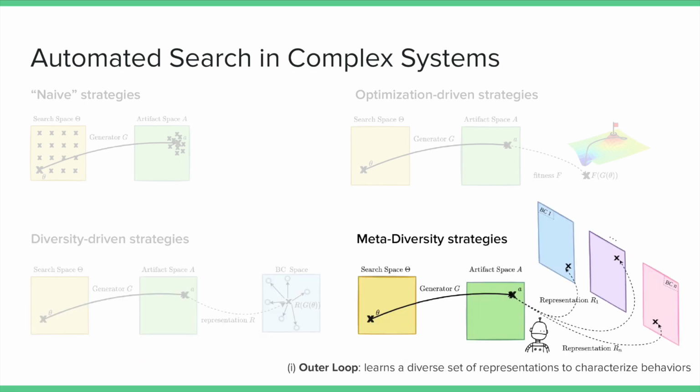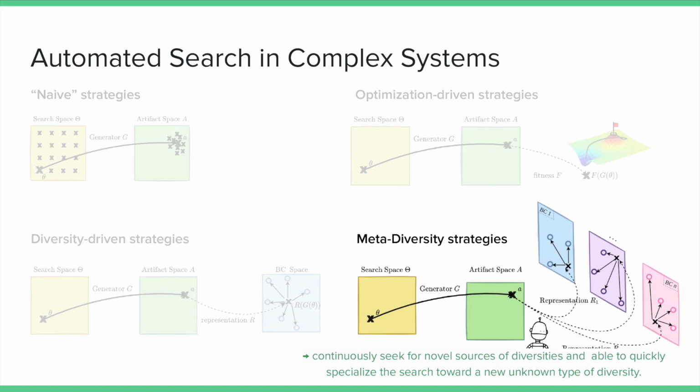To address these challenges, we recently formulated the problem of metadiversity search, where an artificial discovery assistant incrementally learns a set of diverse representations to characterize behaviors in an outer loop, and searches to discover diverse patterns within each of them in an inner loop. A successful discovery assistant should continuously seek novel sources of diversity, while being able to quickly specialize the search toward a new unknown type of diversity.